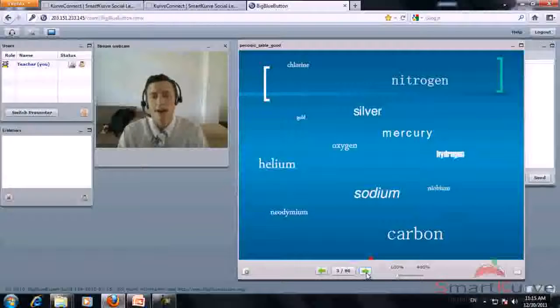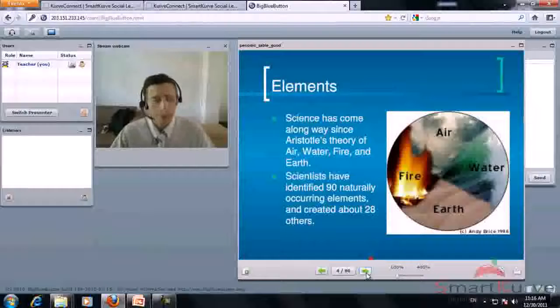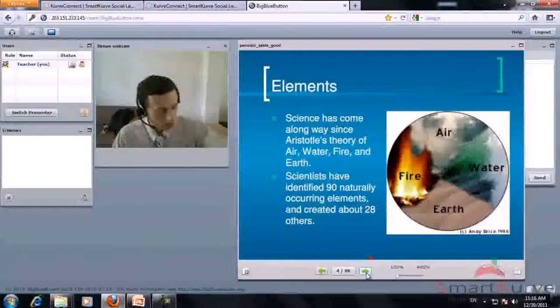Here on slide 3 we see a list of several elements. Many of these you probably know. Chlorine, nitrogen, silver, mercury. You can read through the rest. Okay, so here, let's go on to slide 4.